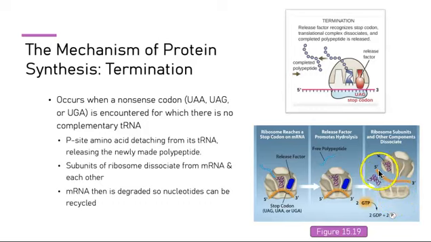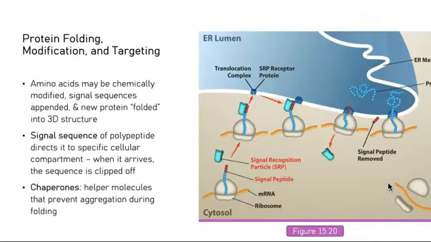The mRNA strand then is going to be degraded. We don't need it anymore, and we can release the nucleotides that were laying right along it so that we can create a new mRNA strand for further protein synthesis if needed. And the very last thing we're going to talk about is protein folding, modification, and targeting.